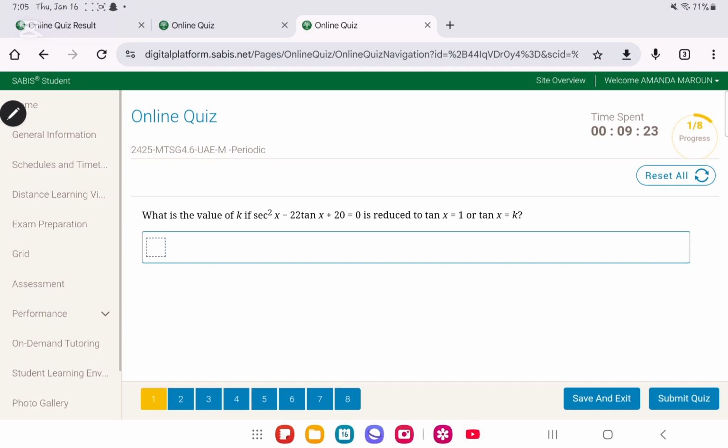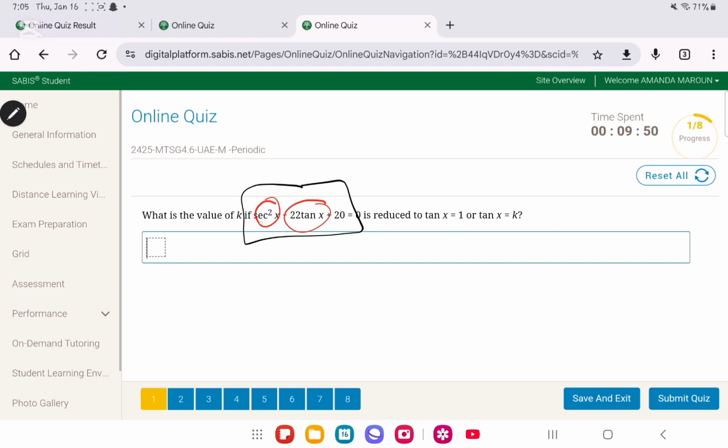this quiz over here. So what is the value of k if secant squared x minus 22 tangent x plus 20 is equal to 0? Very simply, we know that whenever we are facing something like this, everything has to be the same. It can be either all secant or all tangent or all sine or all cosine. Now here we are provided with what? We are provided with secant squared x and tangent. Which one can we change? Which one is easier to change?